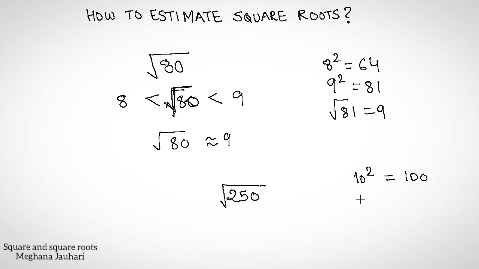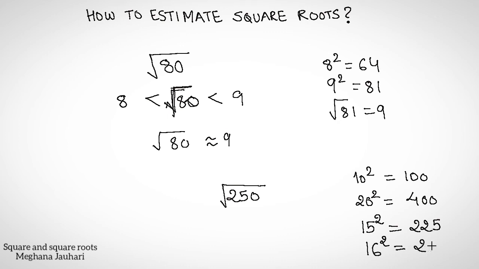So if I take 10, is it around 100? No. 20 square is 400, right? So it is around 400. I would say no. 10 square, that is 100, is a bit less than 250, and 20 square, that is 400, is greater than 250, right? So let us take another number which should be close to 250. So let's take 15 square. 15 square is 225, right? Yes, this is a little bit closer. And we are going to find 16 square, which is 256.